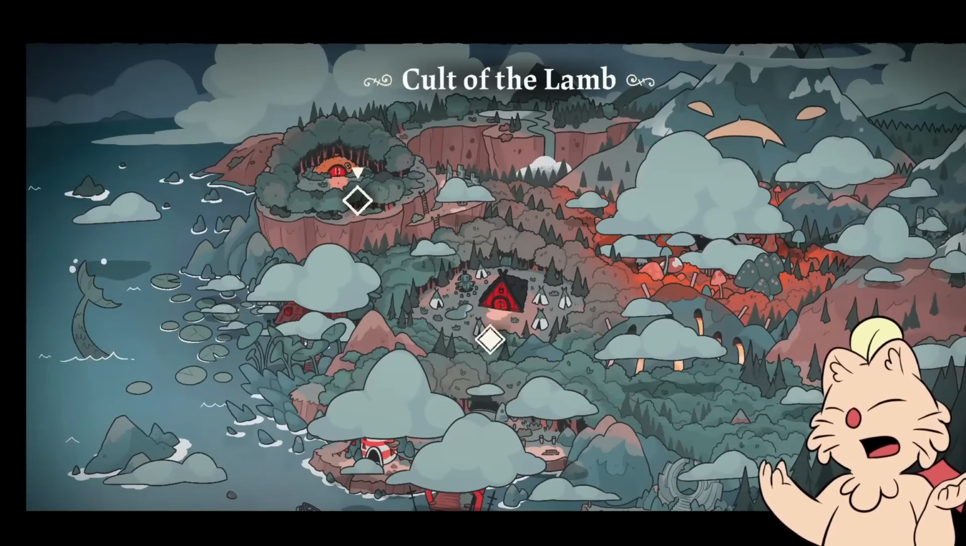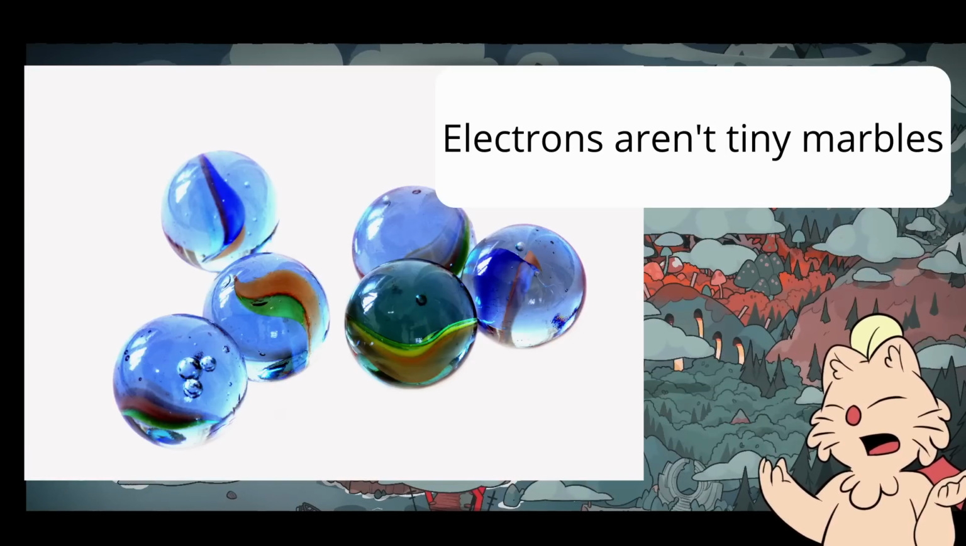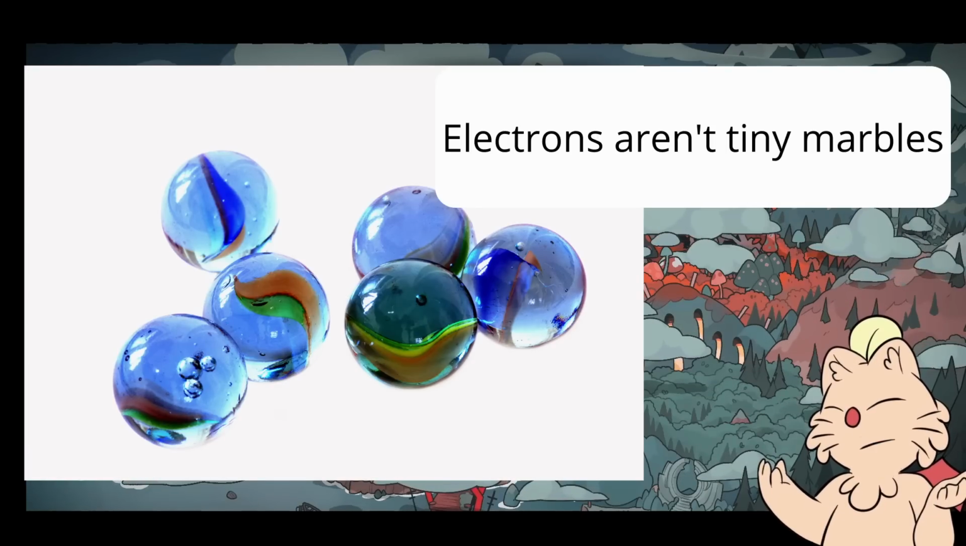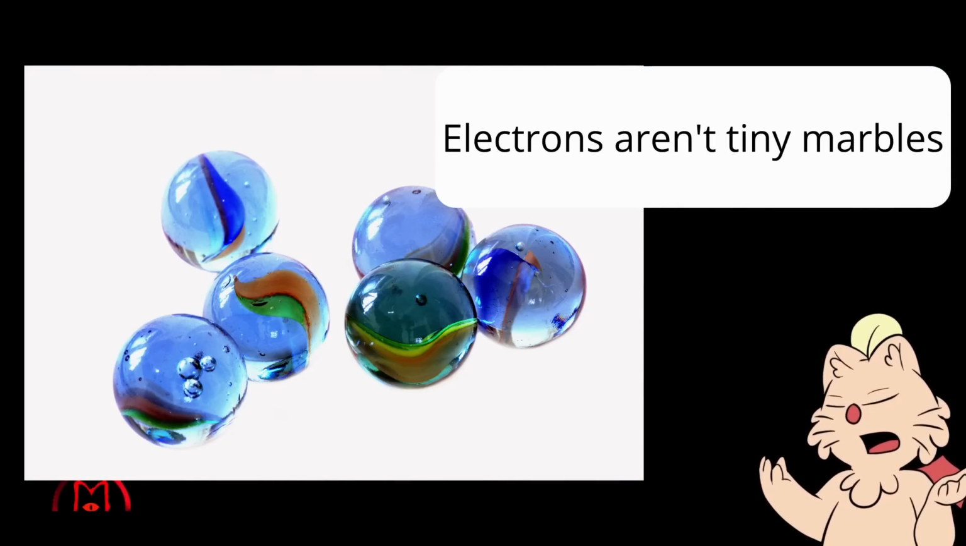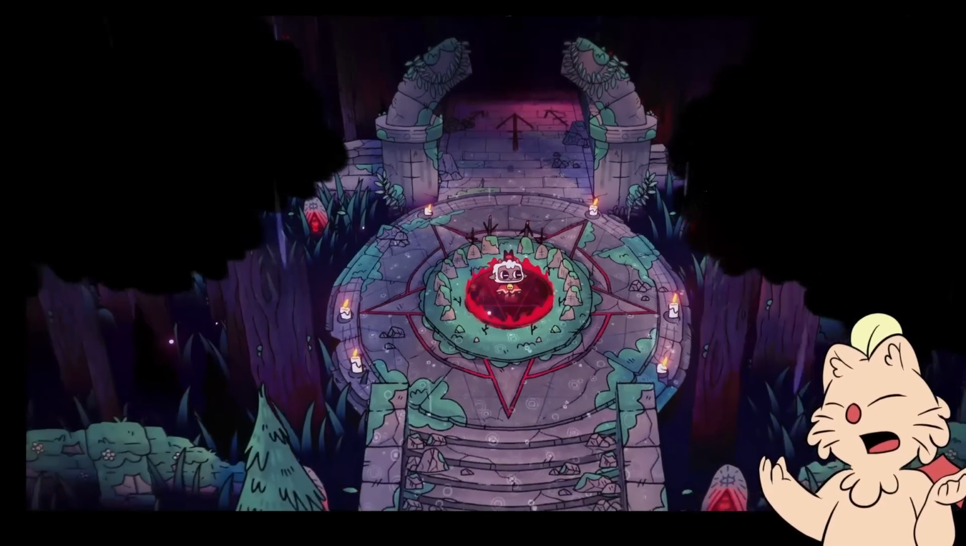The important takeaway from this principle is that electrons aren't really solid physical objects the way that you might imagine them to be. They're not point particles. They're more like packets of energy, packets of negatively charged energy, that is distributed over a certain area of space. That's how electrons behave.